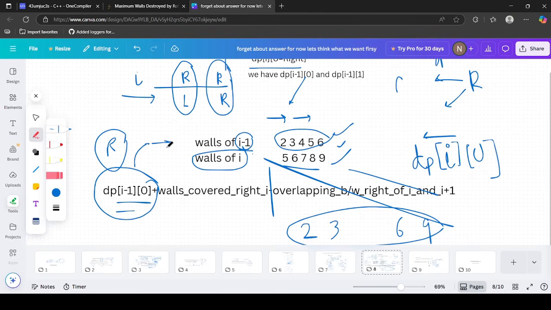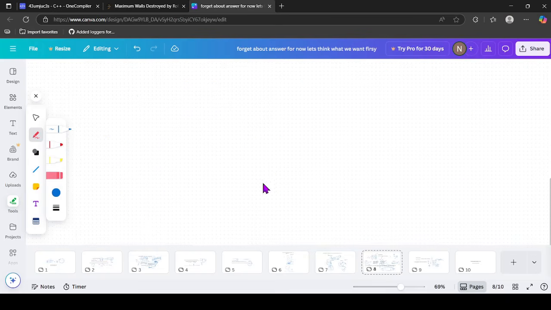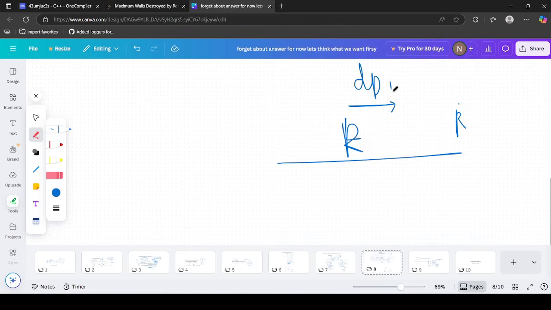And now we assumed that there are no overlapping, so we can simply add the walls covered by right also by the index i. So we are assuming that both are right. So we got the answer dp of i minus 1 comma 0. This is the number of walls that are destroyed when the i minus 1 robot chooses right. And now we are also choosing right for this.